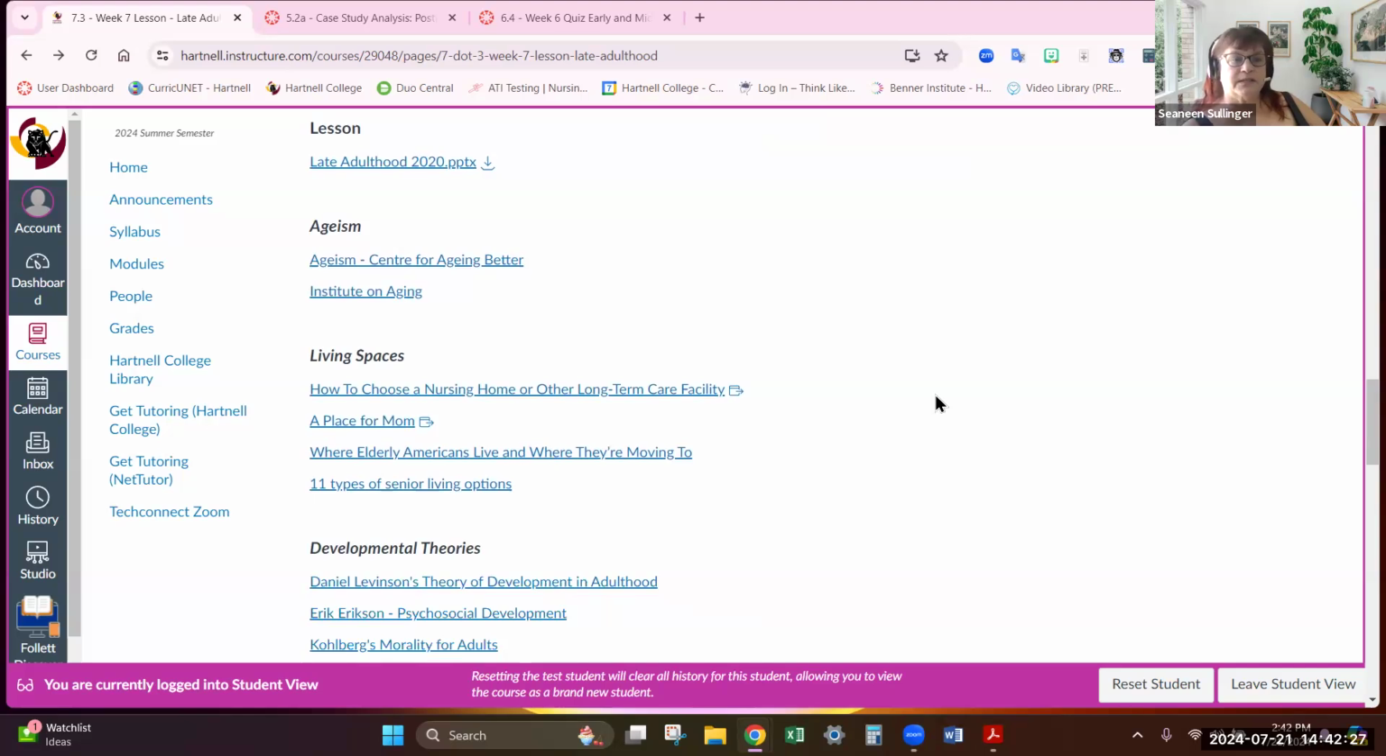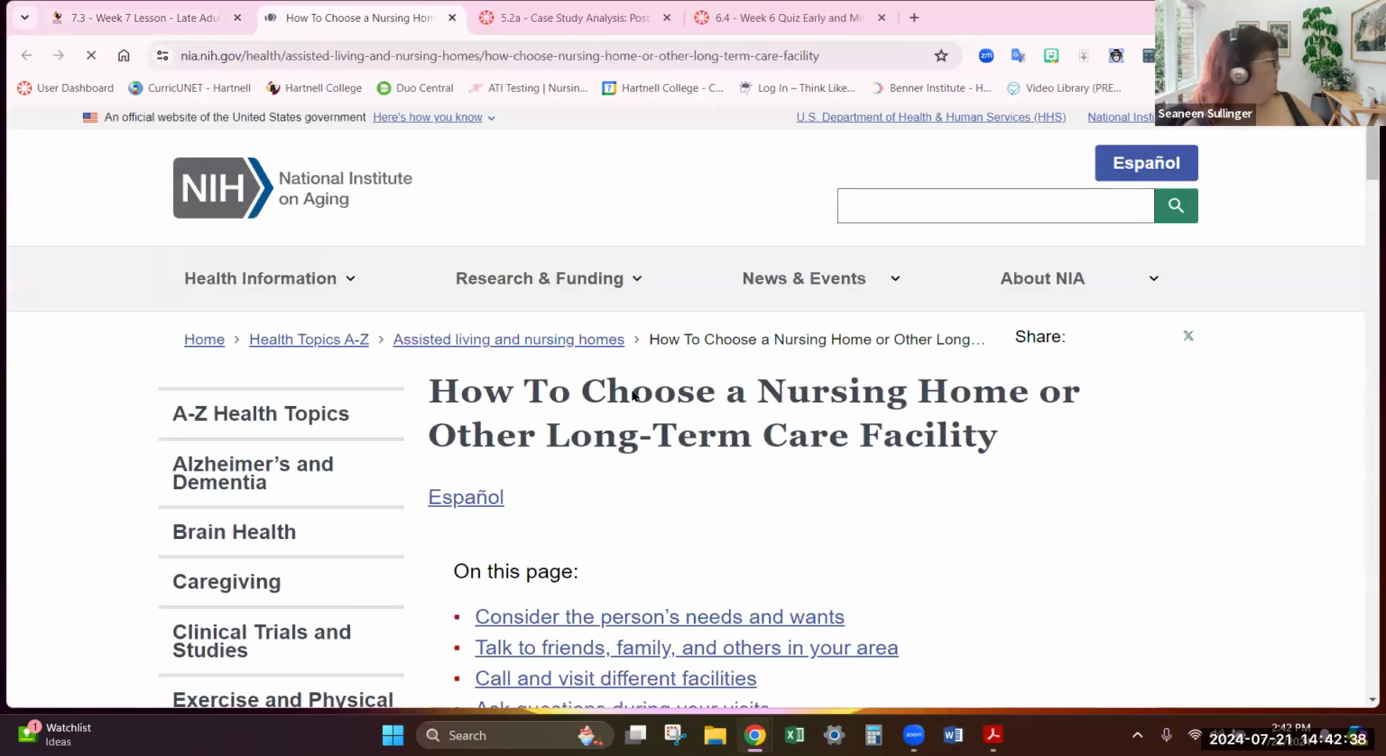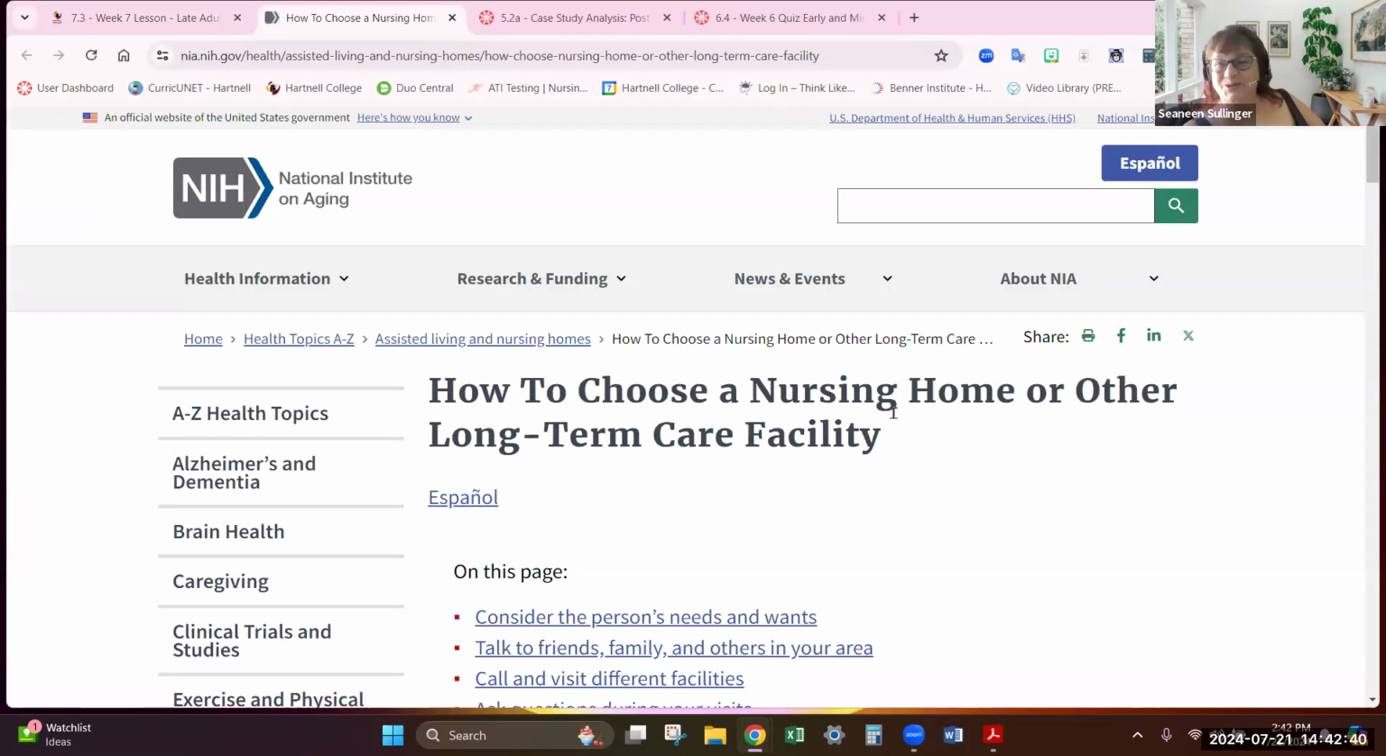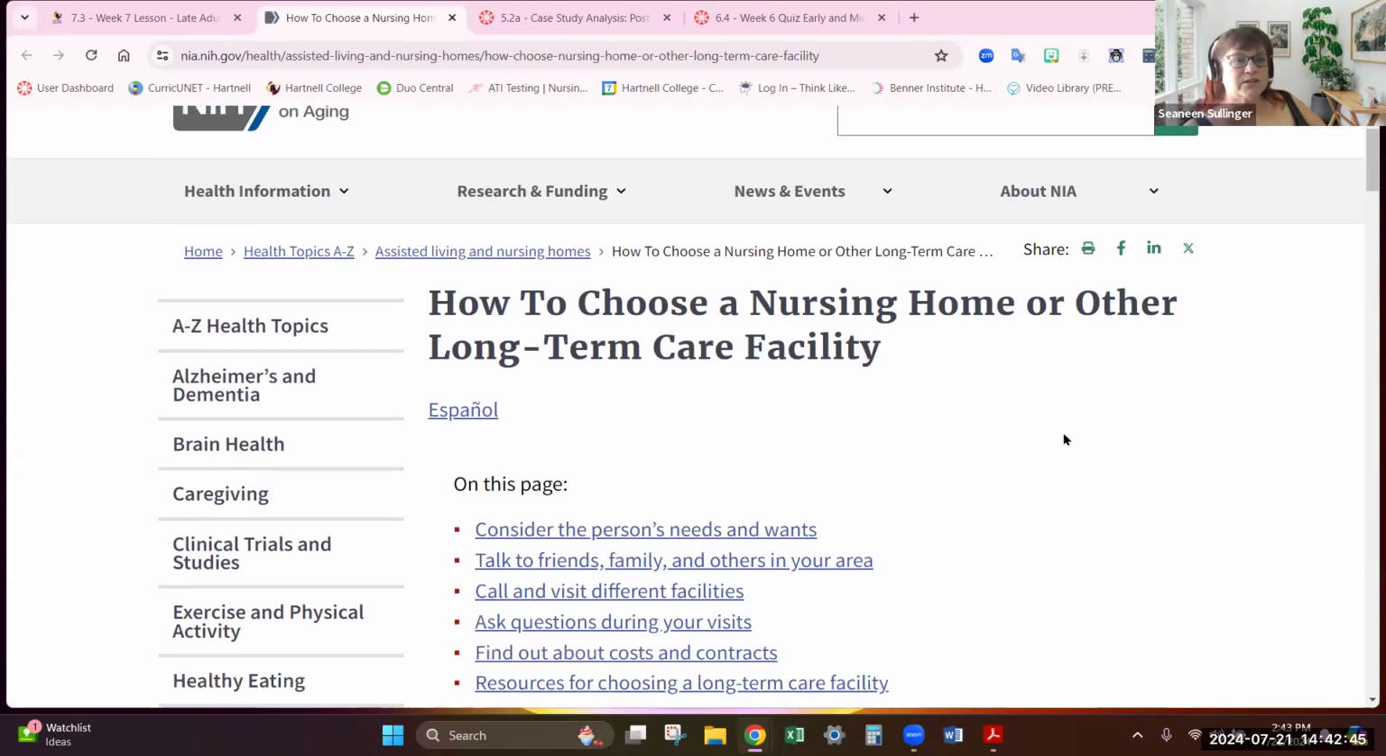And so living spaces, I put some articles here, some websites, on how to choose a nursing home or other long-term care facility, because there are things, it's like daycare, right? Choosing a daycare for your kids, maybe, right? So there's reports that you can look up that tell you how many complaints they have against them.